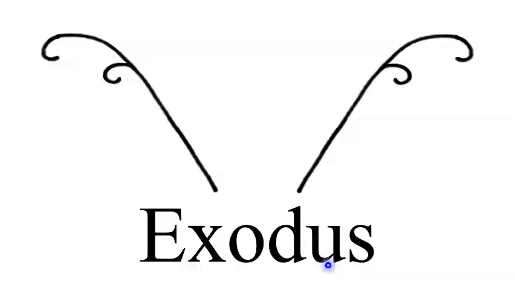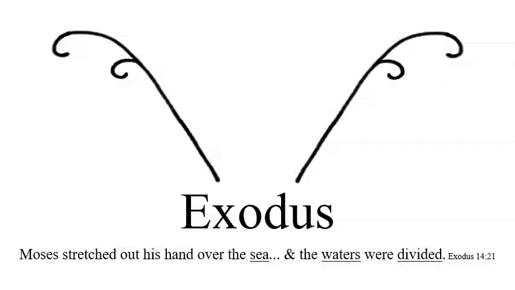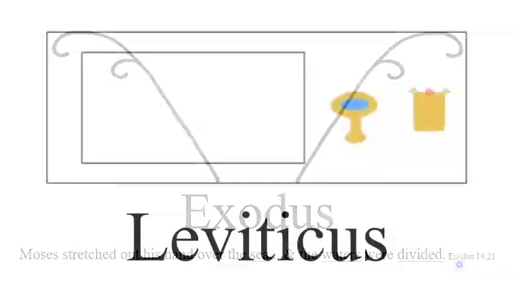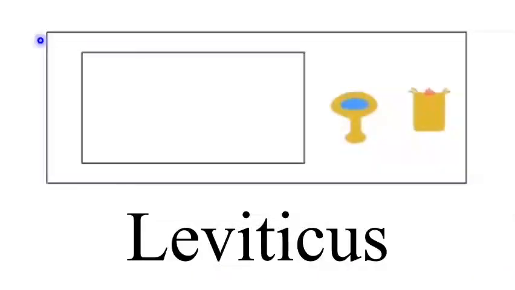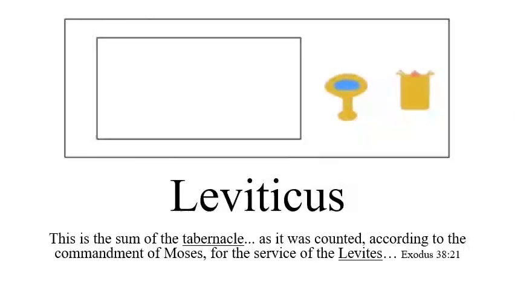The icon for Exodus is the Red Sea divided waves, because it says in the Bible, Moses stretched out his hand over the sea, and the waters were divided. The icon for Leviticus is the wilderness sanctuary, because it says in the Bible, "This is the sum of the tabernacle, as it was counted, according to the commandment of Moses, for the service of the Levites."